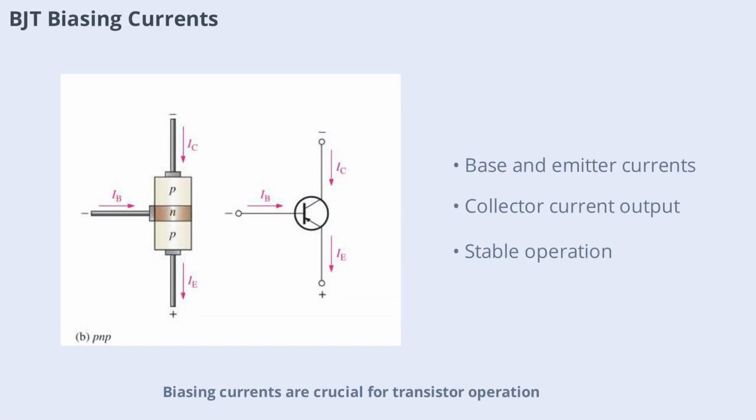Biasing currents are crucial for transistor operation. The input terminal receives base and emitter currents, while the output terminal handles collector current. Proper biasing ensures that the transistor operates efficiently, reducing the depletion region and allowing for effective amplification. The diagrams show how these currents flow through the device, highlighting the importance of biasing in maintaining stable operation.